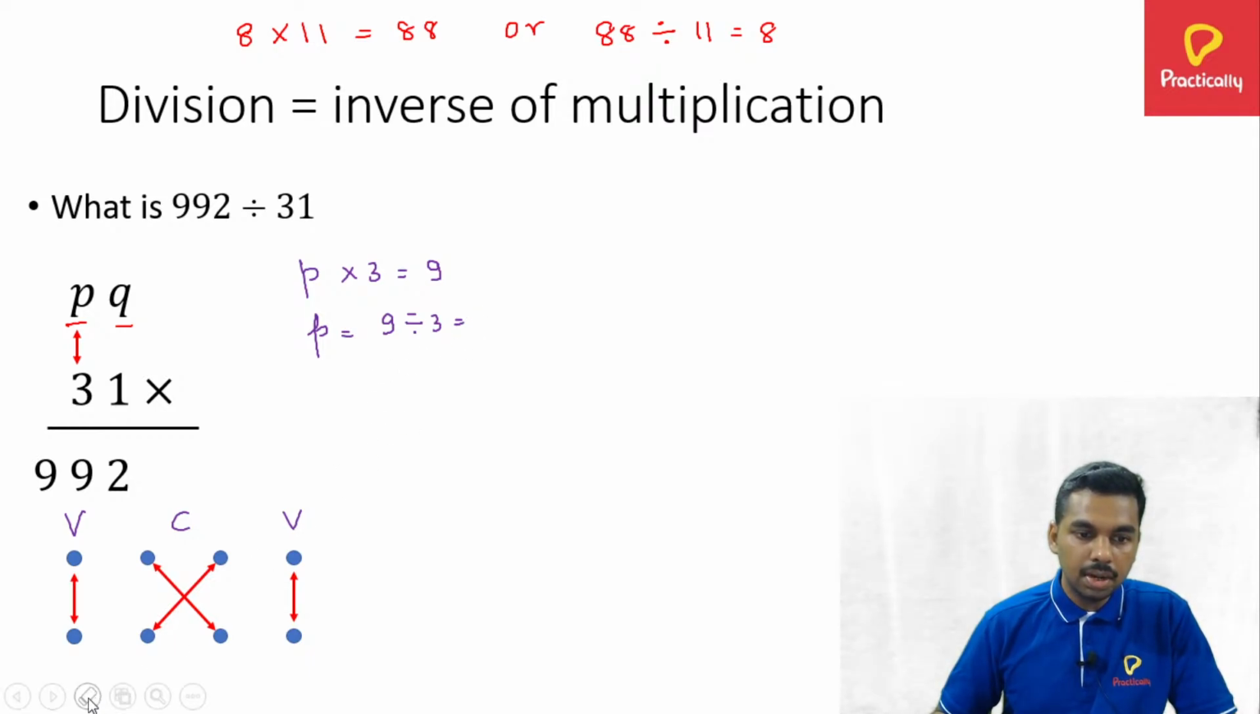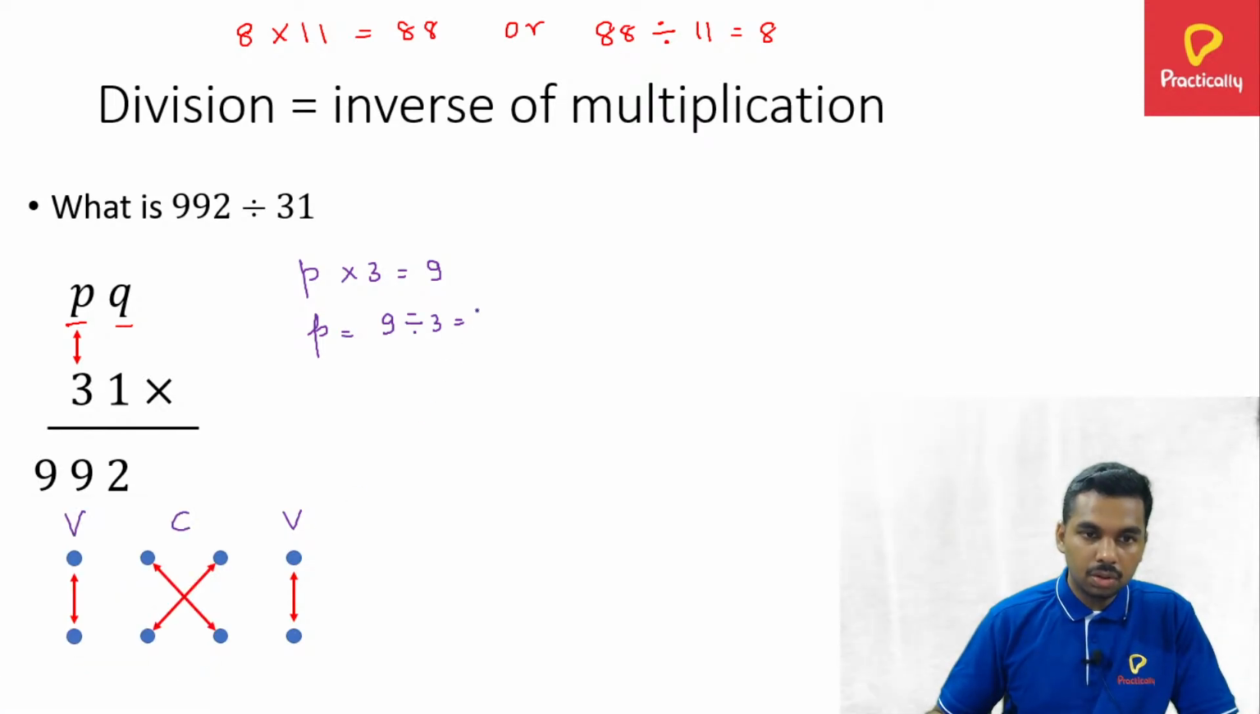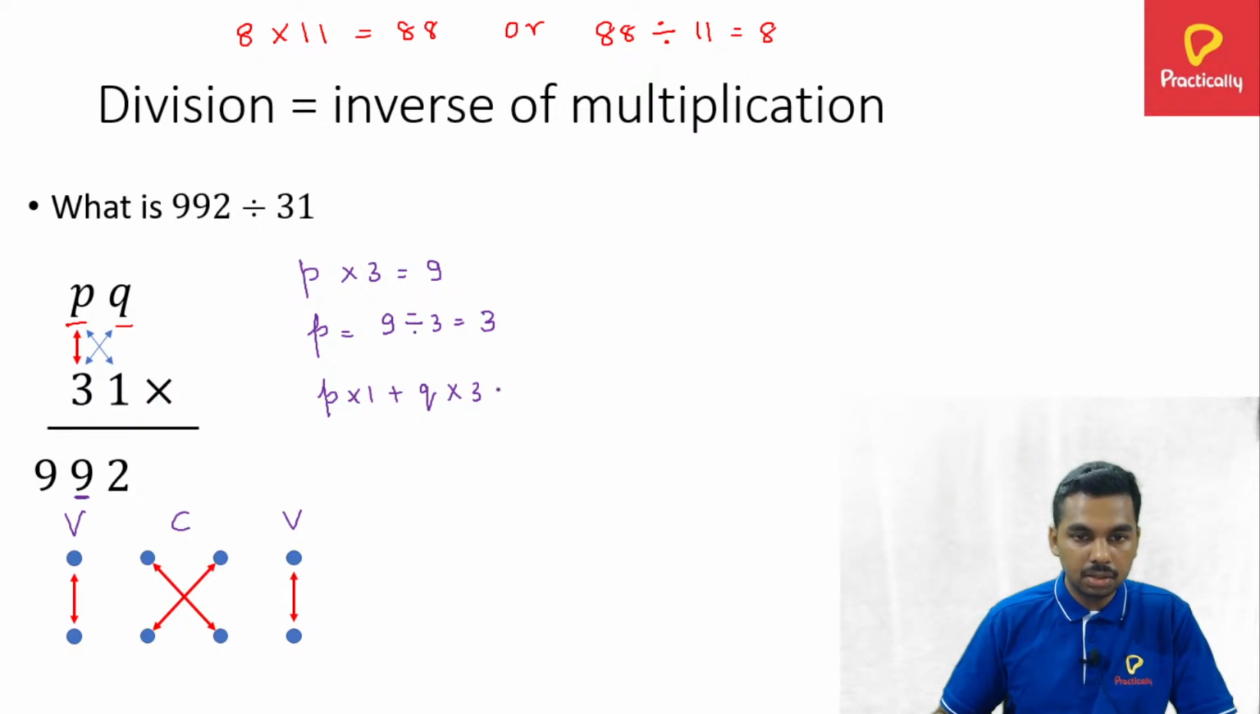Now, is it possible to find the value of Q in the next step? The next step is crosswise. In the crosswise step, you have to do P multiplied by 1 plus Q multiplied by 3. That is equal to the middle number, which here is 9. We already know P equals 3 from the first step. So 3 plus 3 times Q equals 9, or Q times 3 is equal to 9 minus 3, which is 6, or Q equals 2.